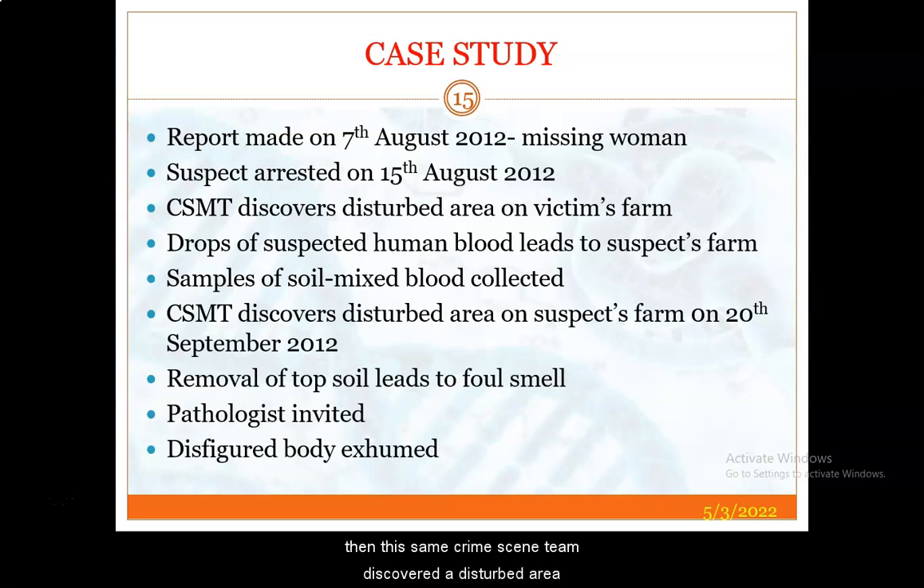Then this same crime scene management team discovered a disturbed area on the suspect's farm on the 20th of September 2012. The removal of the soft soil led to a foul smell. So they invited a pathologist and a disfigured body was exhumed. The body was disfigured. There was no way any person was going to recognize the person through facial recognition.